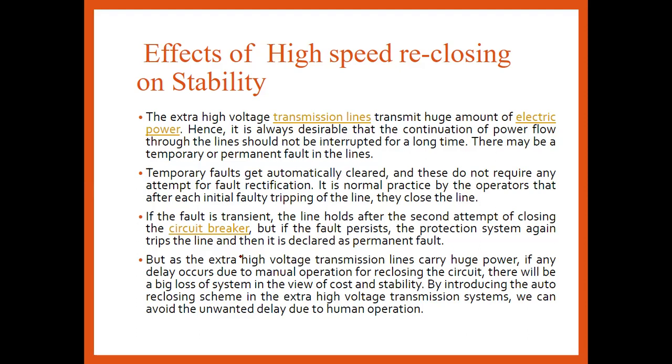But as this is an extra high voltage transmission line, a huge power delay due to manual operation would be a big loss to the system, in view of cost and also stability. So what is the auto reclosing scheme? Whenever a fault occurs, the circuit breaker clears the fault automatically in the extra high voltage transmission line, avoiding unwanted delays due to human operation. This directly affects the stability of the system. With auto reclosing, the fault clearing time is lower, and the lower the fault clearing time, the more it improves the stability of the system.